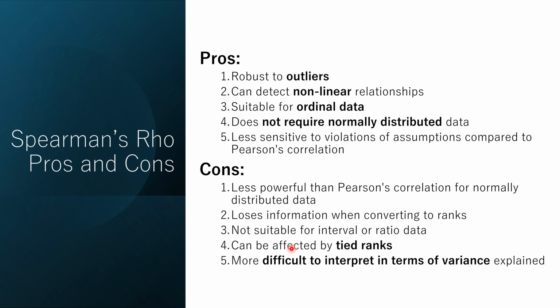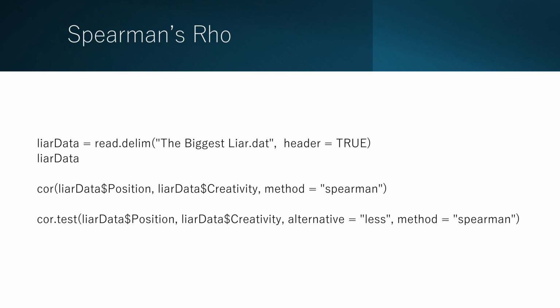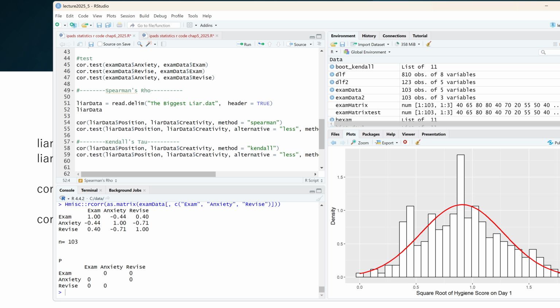If there are a lot of ties in the ranks, then we need to handle the dataset, because if there are a lot of the same rank, Spearman's correlation does not work well. Okay, next is the calculation of Spearman's correlation using our dataset. The biggest dataset we use here.